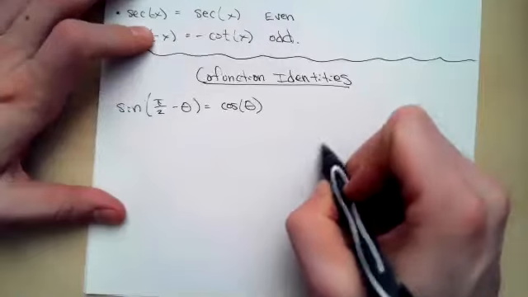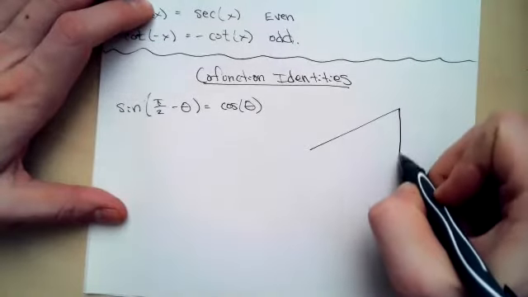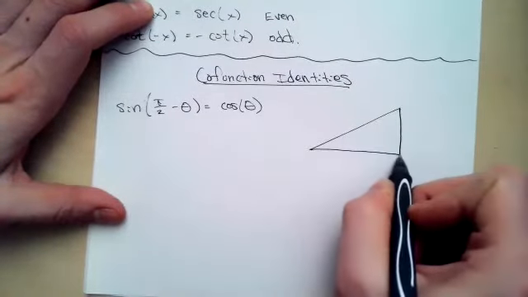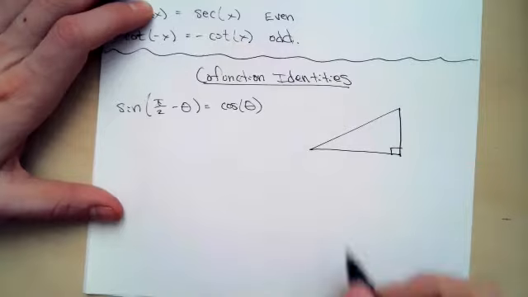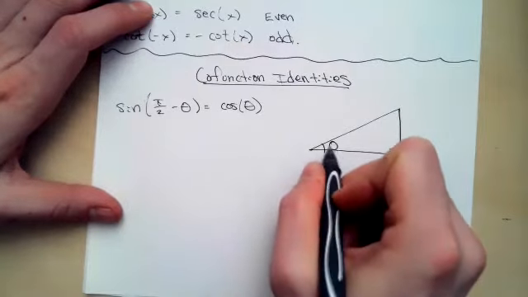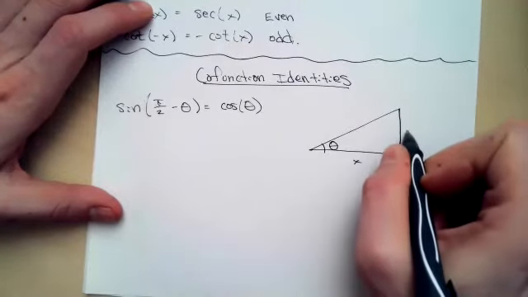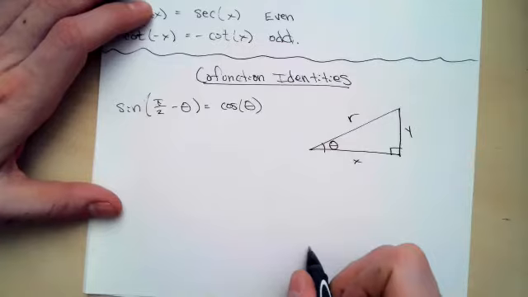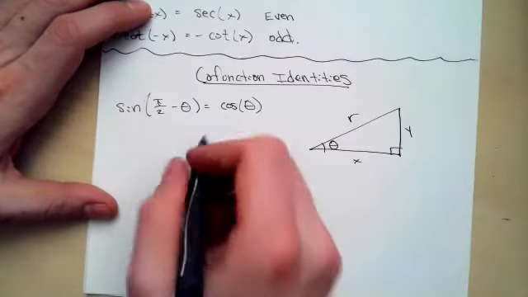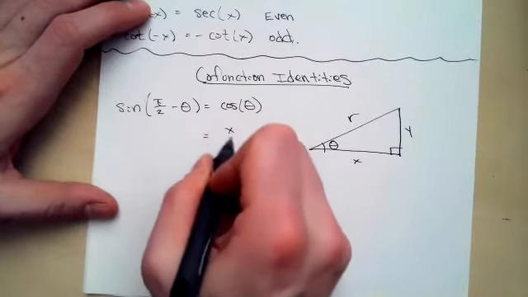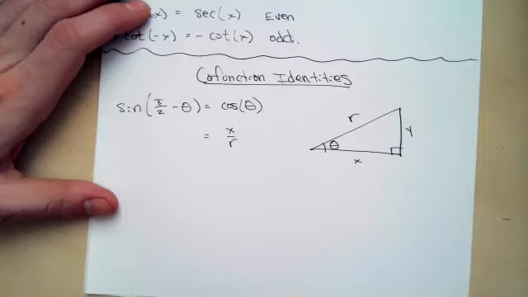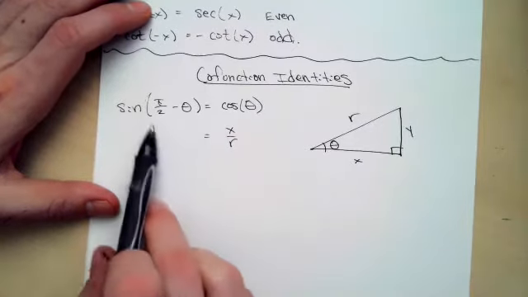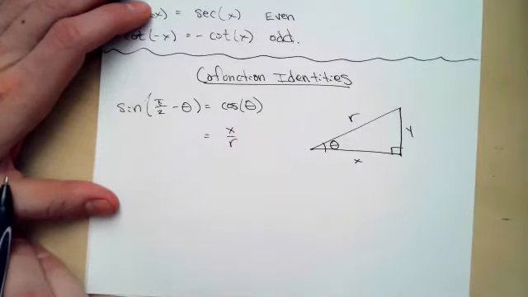This comes from the fact that if I draw a right triangle, one of the angles is always 90 degrees. So if we have an angle theta, well, cosine of theta is x over r. What is sine of pi over 2 minus theta?